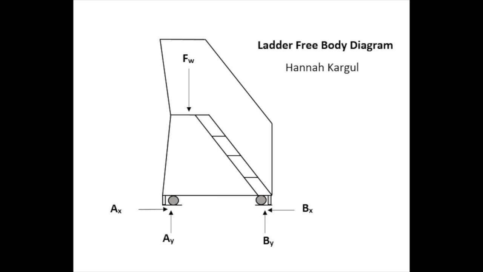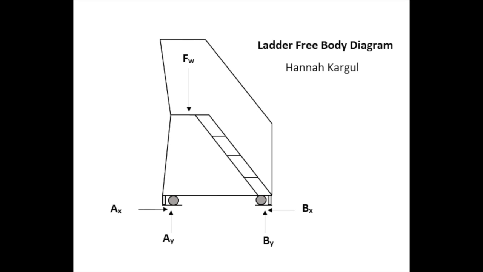In the free body diagram, we show the downward force of the weight of the person at the top of the steps. When the weight is applied, there are support reactions at the base in both the X and the Y directions because of the solid supports at the base of the ladder. If there's no weight applied to the top of the ladder, there's only a support reaction in the Y direction because the ladder is only supported by wheels at that point.